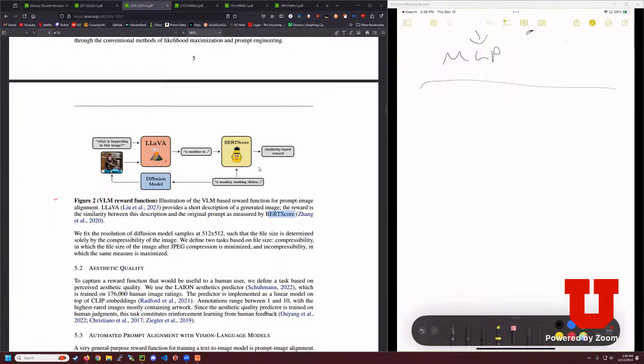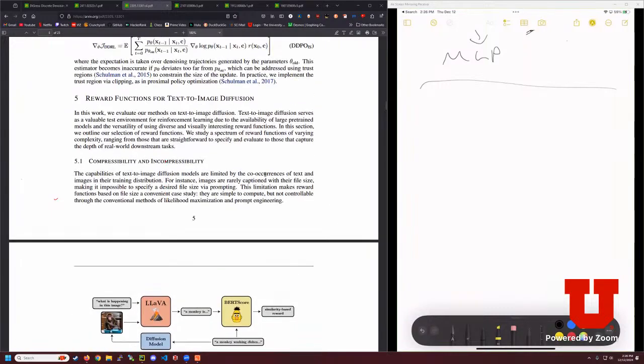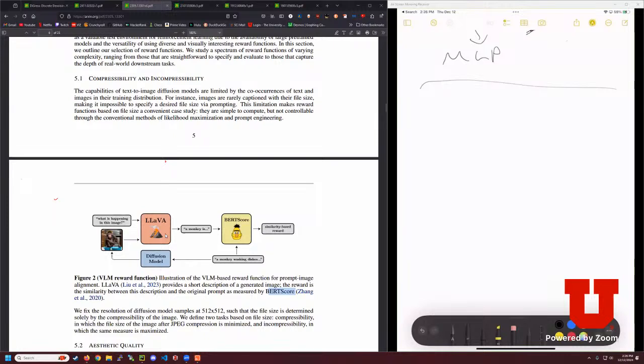But then which parameters do they update? So they still update the diffusion model? They are just updating the diffusion model. Oh, I see. So the discriminator is actually fixed. Yeah, I think the goal of this paper is to use a small diffusion model, and they can combine the advantage of LLaVA and BERT score. Yes. I see. Thank you. Yeah, so the only thing we're changing here is the diffusion model.